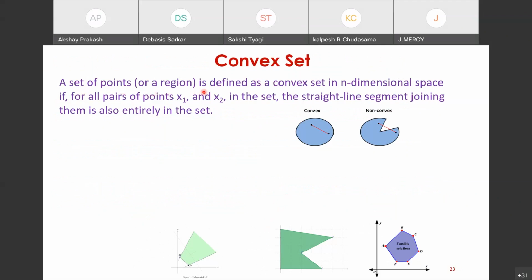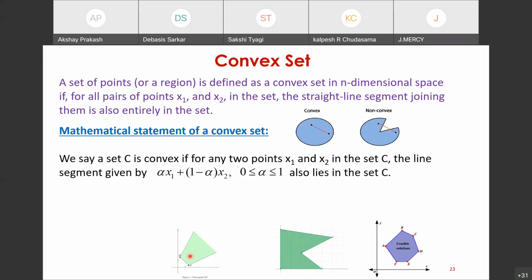A set of points or a region is defined as a convex set in n-dimensional space if for all pairs of points x1 and x2 in the set, the straight line segment joining them is also entirely in the set. So this is convex, but this cannot be convex because this is going outside the region. So this will be a feasible region in LPP, but this cannot be. See, if you take this point here and connect them, this part will be outside this. This feasible region can be bounded like this, or it can be unbounded like this.